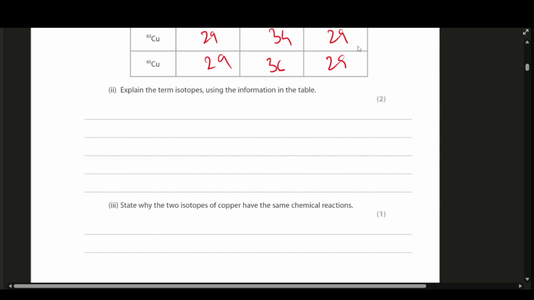Yes, exactly. So all of them have the same number of electrons. That is the reason. Do you understand?